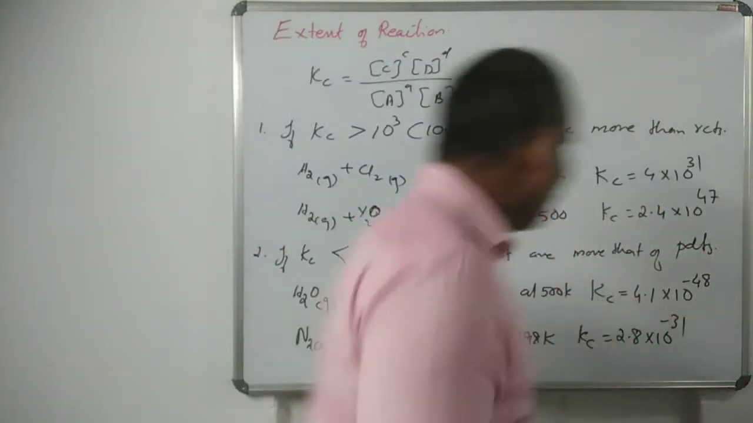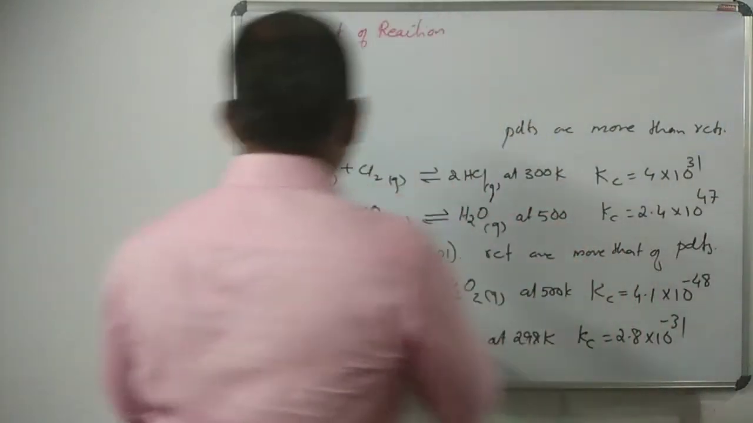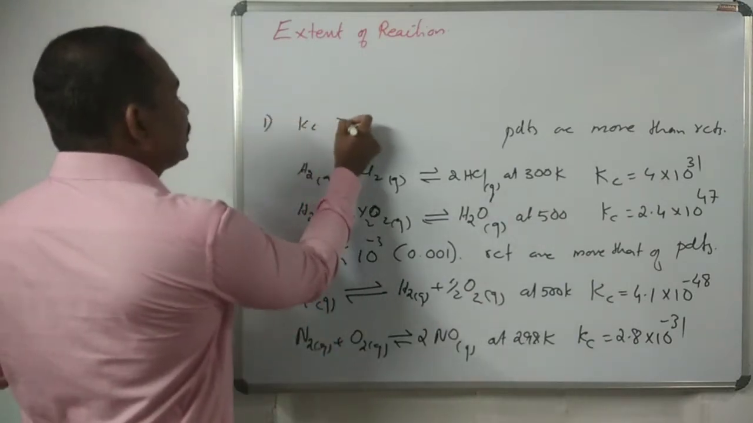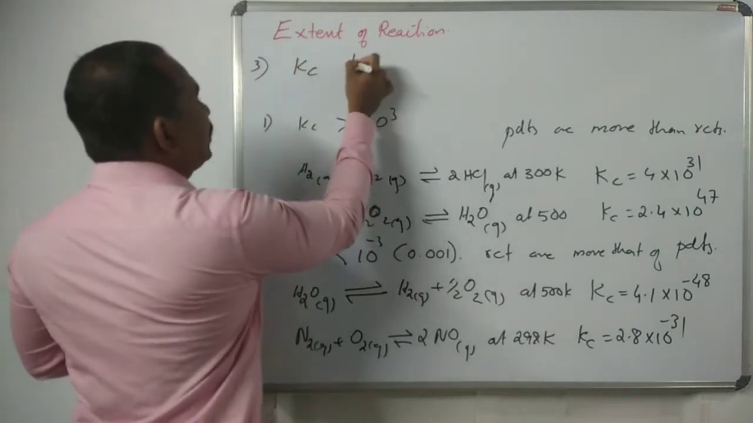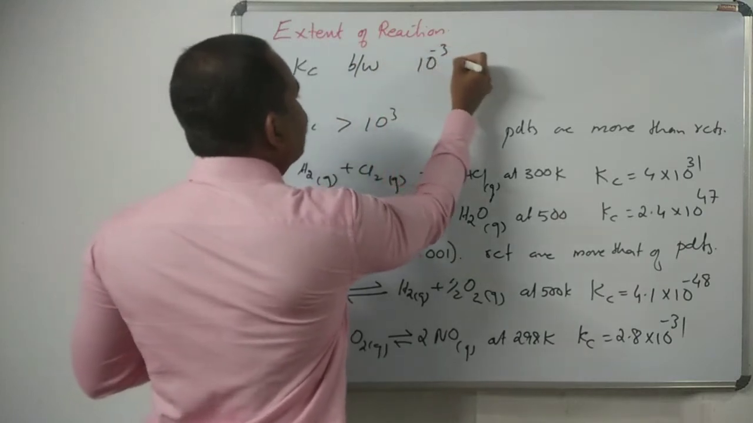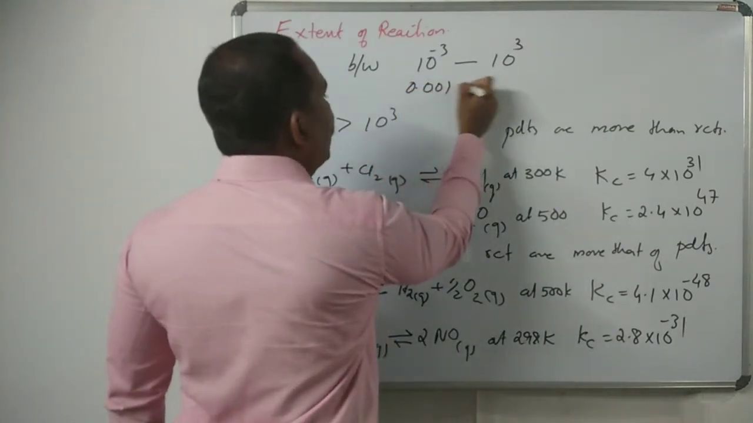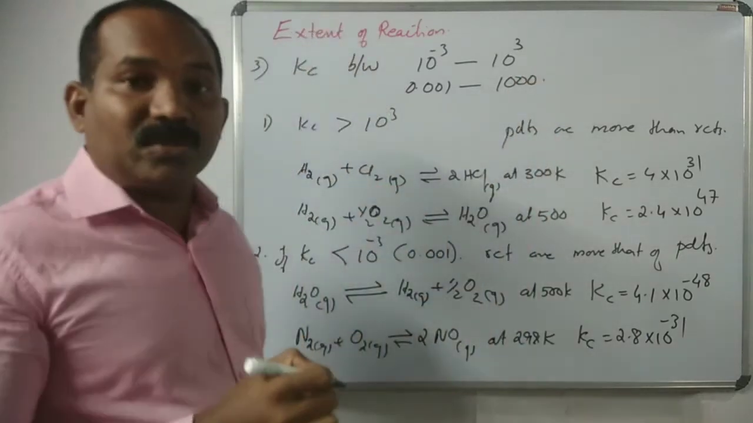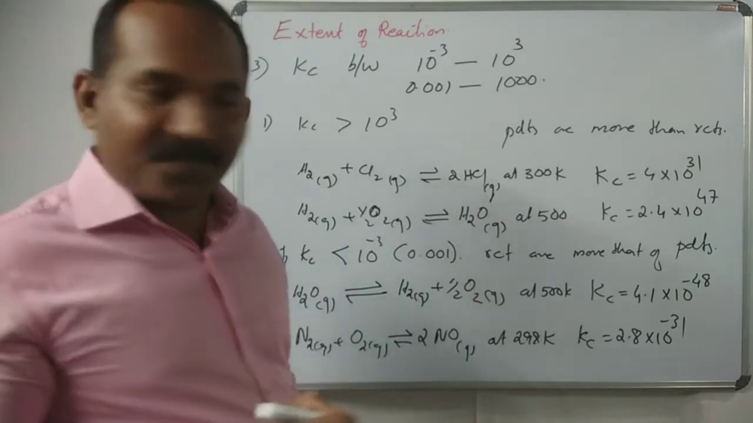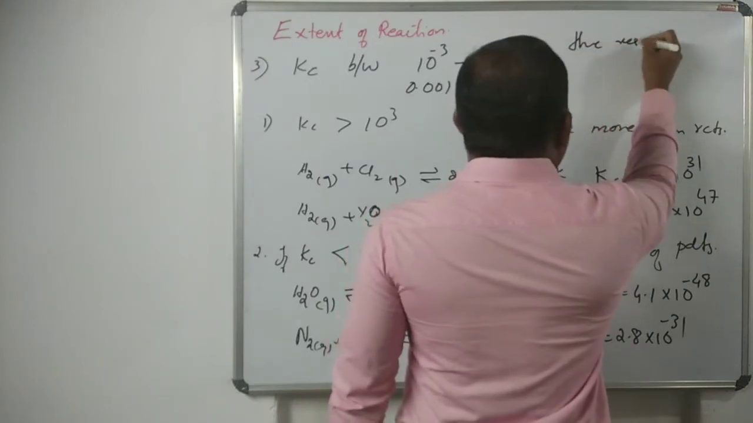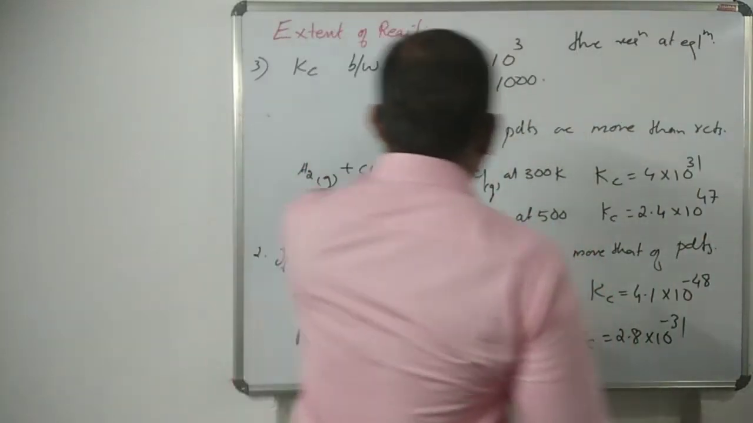And one more important point: first case, Kc is greater than 10 raised to 3. The third point is, if Kc is between 10 raised to minus 3 and 10 raised to 3, that is between 0.001 and 1000, the reaction is at equilibrium. For example, I write one example.